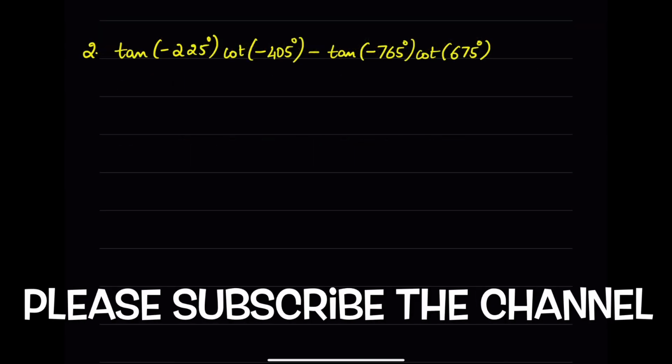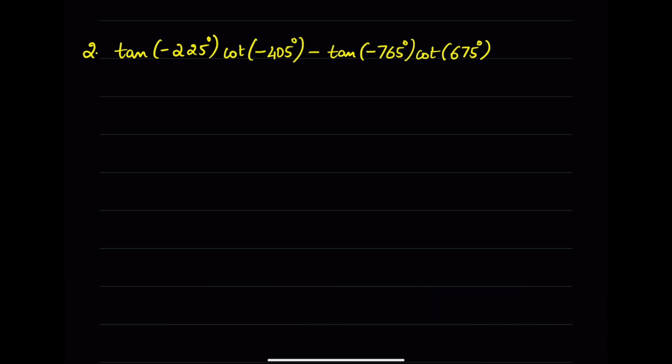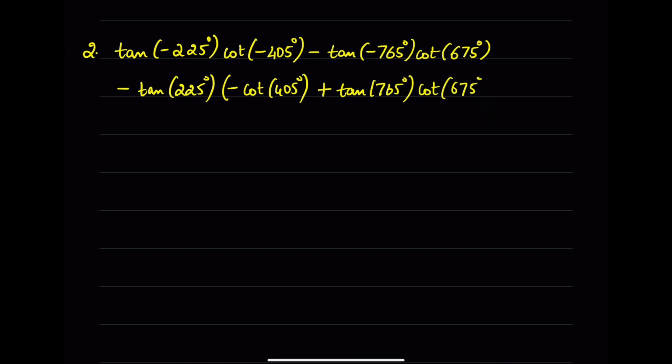Let us solve the second problem. So let us solve the negative values first by applying the trigonometric ratios and their behavior in different quadrants. So tan of minus x is minus tan x. So this would be tan of 225 degrees and with the negative sign, times minus cot of 405, and this would change to minus of minus. So this would change to plus. So this will be tan of 765, and this is a positive value, so cot of 675 degrees.